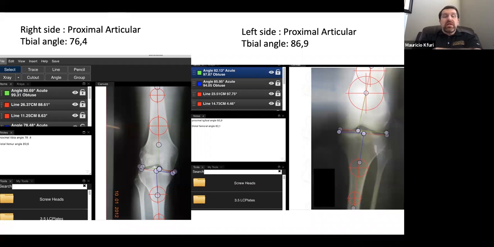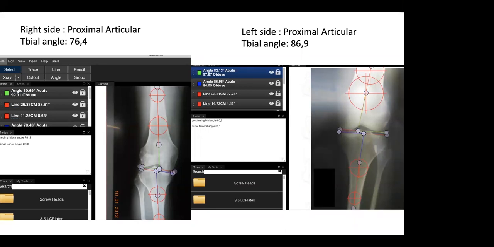The thing about X-rays, they can give you a very interesting visualization of the coronal plane, but they don't give you the three-dimensional understanding of the deformity. You don't see in these pictures where the plane of the deformity is located, but you have a good sense of the varus alignment here.